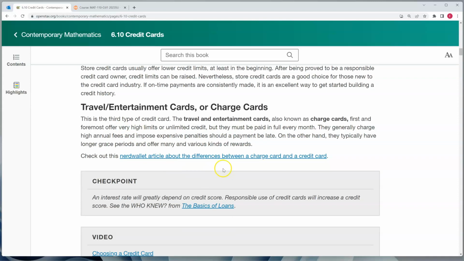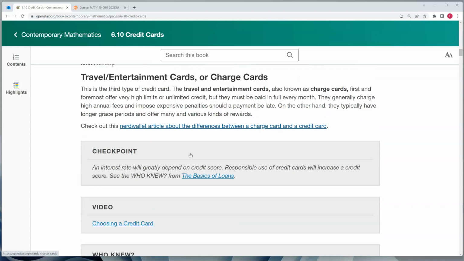So there's a NerdWallet article about all these different types of credit cards. I highly advise you click that link in the textbook and check it out.